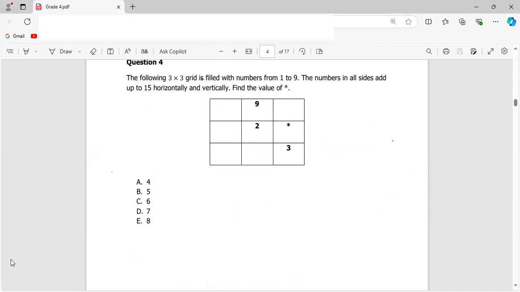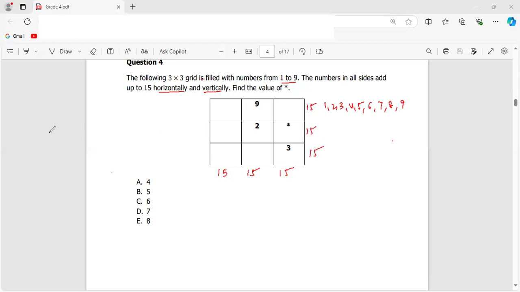Let's move on. The following 3 by 3 grid is filled with numbers from 1 to 9. The numbers in all sides add up to 15 horizontally and vertically. Find the value of the star. Now, whenever they say numbers 1 to 9, these are the digits or numbers, and there are 9 squares. So that means repetition of digits is not allowed. So let's just try to fill it in. They're saying all the rows and columns add up to 15.